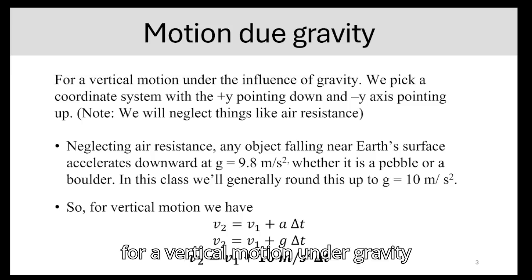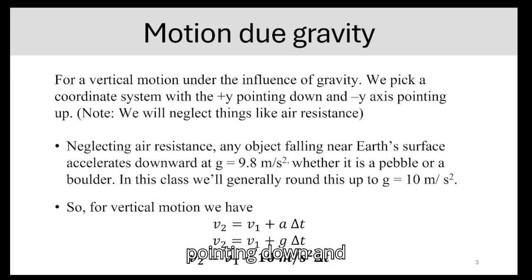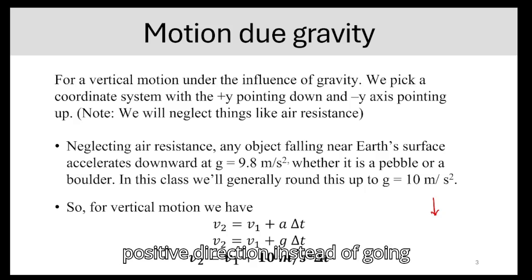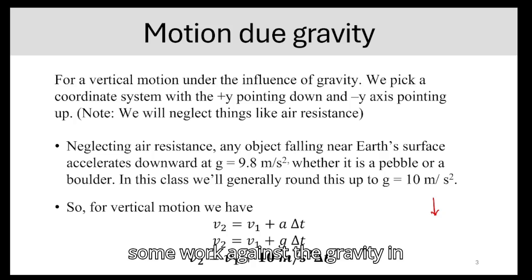For a vertical motion under gravity, we will set a coordinate system such that our positive y will be pointing down and negative y will be pointing up. Since all the objects will be attracted toward the Earth's surface, it will be convenient if we take the downward or the falling direction as positive instead of going upward, because we have to do some work against gravity in order to throw something up.